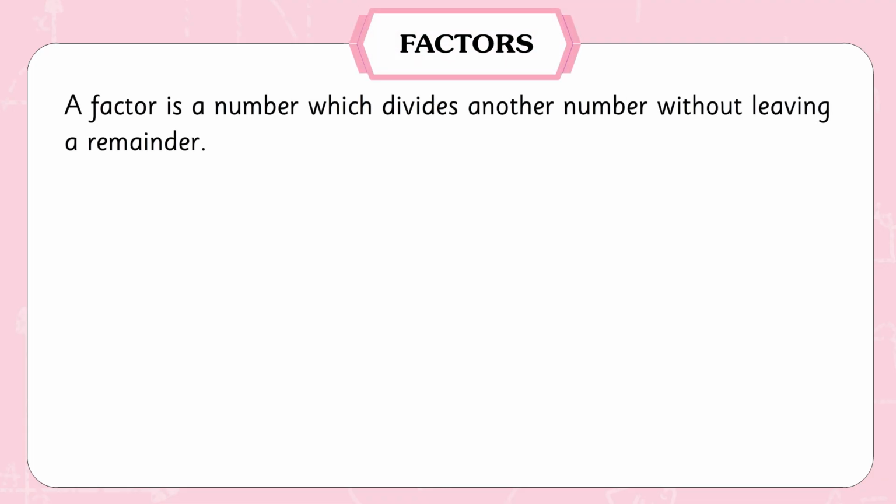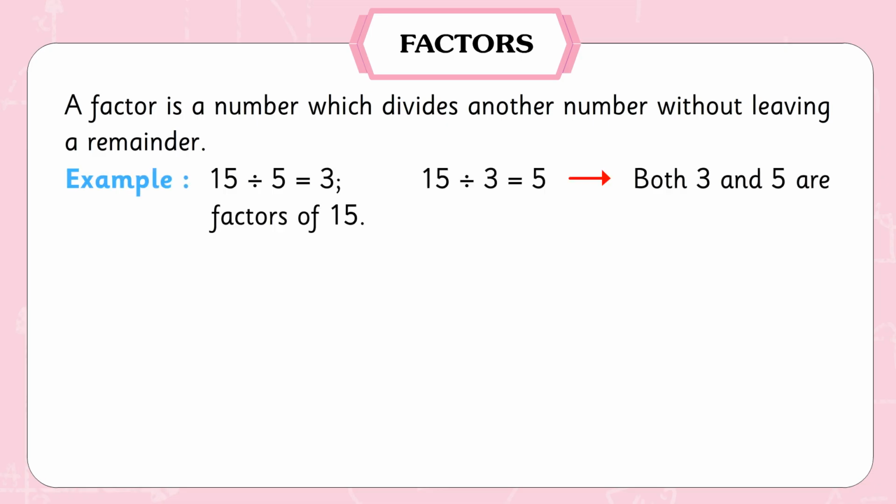Factors. A factor is a number which divides another number without leaving a remainder. Example: 15 divided by 5 is equal to 3. 15 divided by 3 is equal to 5. Both 3 and 5 are factors of 15.